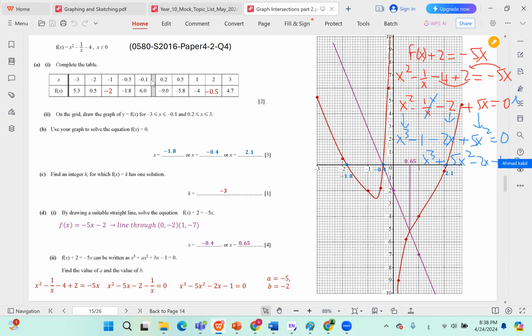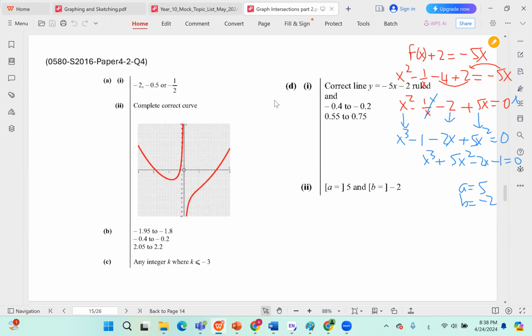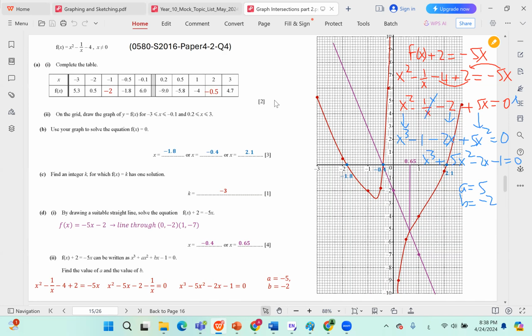They want the value of a and the value of b. So a is 5 and b is -2. So it seems that I got a equal to -5. Let's see which answer here is correct. So a is supposed to be +5 and not -5. This was a small mistake that I did here. This was incorrect. However, this answer that we got here is the correct answer.